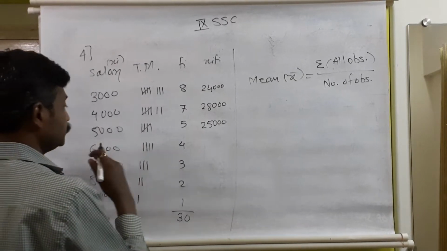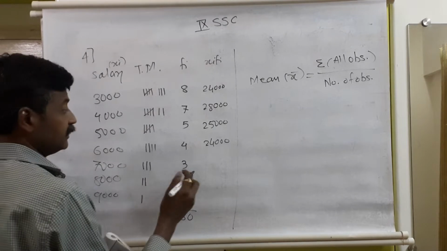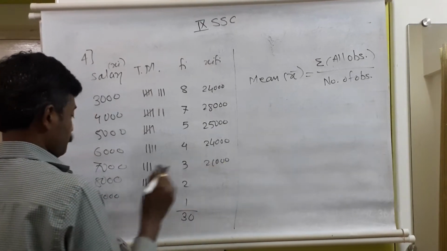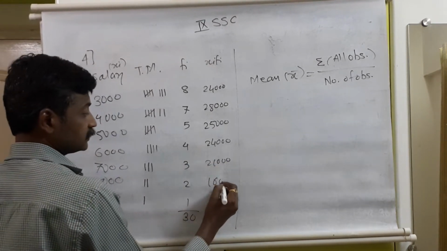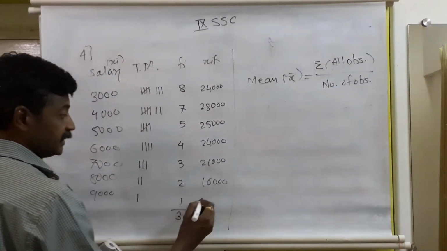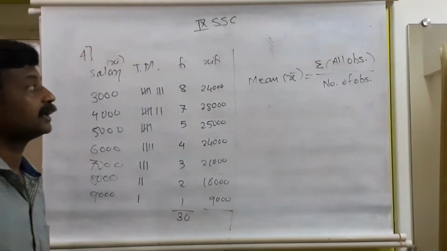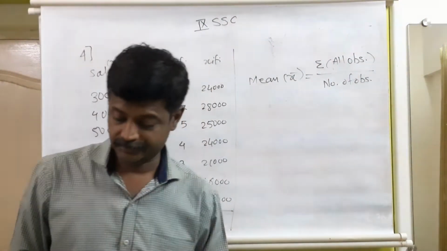6,000 for 4 workers, 24,000. 7,000 for 3 workers, 8,000 for 2 workers, their total will be 16,000, and 9,000, only one worker is getting 9,000. Sum of this column is nothing but the sum of all observations.